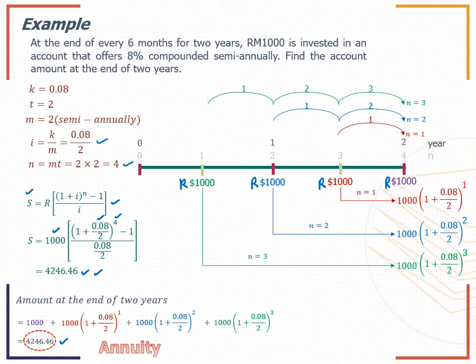To calculate the amount of interest, use the formula I equal to S minus N multiply with R, where S here is equal to 4,246 ringgit 46 cent, minus 4 multiply with 1,000. So the amount of interest is equal to 246 ringgit 46 cent.